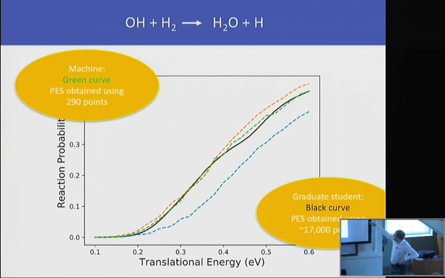Now we obtain the green curve with the surface based only on 290 ab initio points, placed in that 6-dimensional configuration space. The black result is the accurate result obtained with this potential surface. In both of these calculations, when we run those optimization cycles, we're minimizing the difference between the black curves and whatever we're getting at the output of our dynamical calculations.